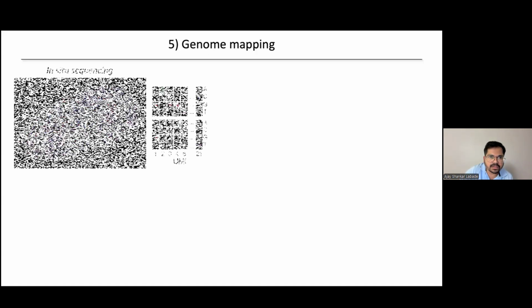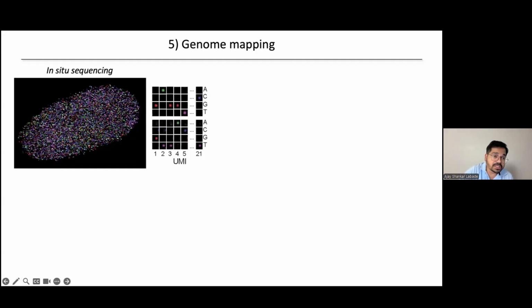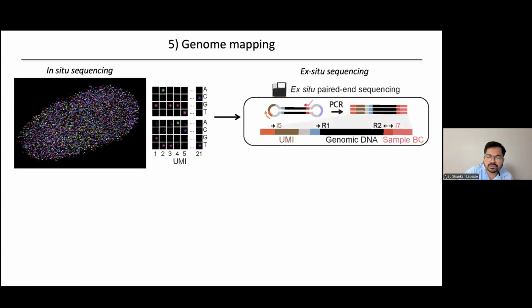After the sequencing is done, we take these in situ sequenced cells. You can see here the barcode. This is a unique molecule, here there is a 21 base pair barcode. And then we can decode each unique molecular identifier and have a barcode decoded. But what we don't have is a genomic DNA sequence associated with that barcode. So for that, we take the whole DNA out of the nucleus, out of all the cells, and then we do ex situ sequencing. For ex situ sequencing, we have a PCR primer that allows us to extract the genomic DNA along with the barcode associated with it.